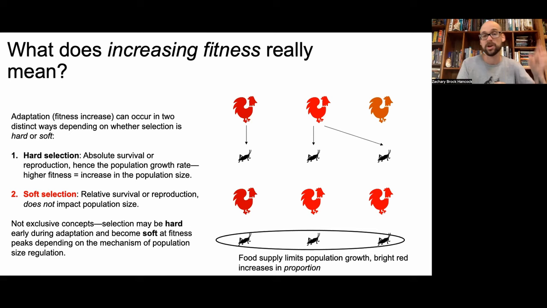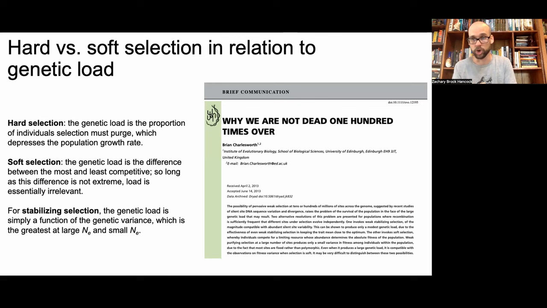Whether it's on absolute population size in terms of hard selection, or whether it's on relative competitive abilities between individuals, because the population size is actually limited by something like food resource or even space availability. So these two ideas have really important implications for the concept of genetic load, which we talked about previously. If you are familiar with the famous 1995 Kondrashov paper, Why Have We Not Died 100 Times Over? This is one that creationists like to cite when they're talking about things like genetic entropy.